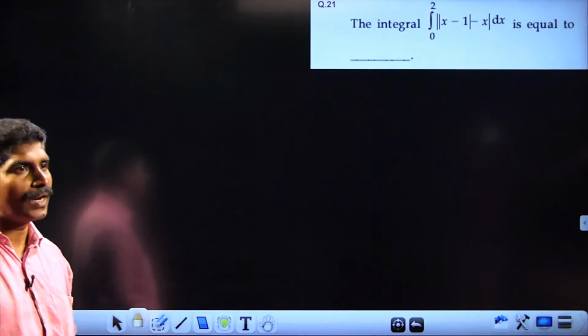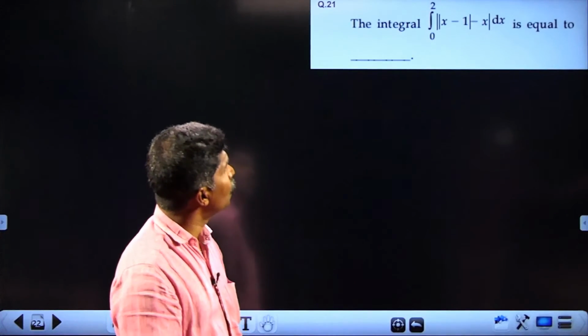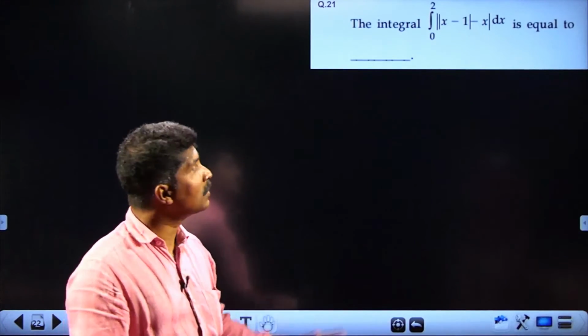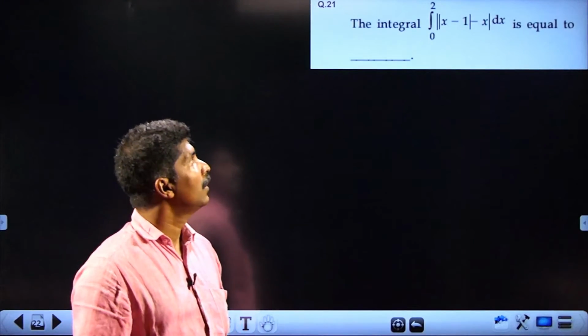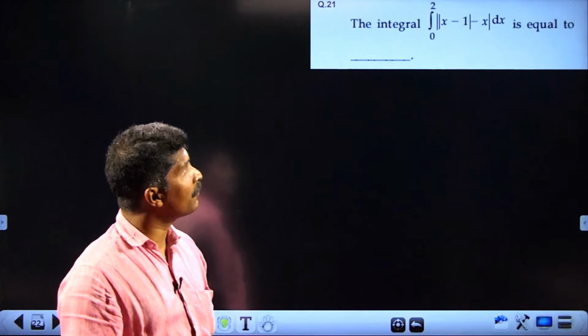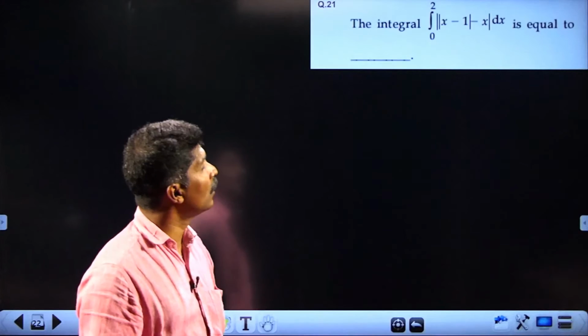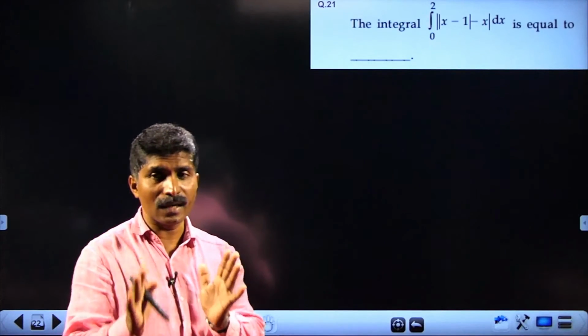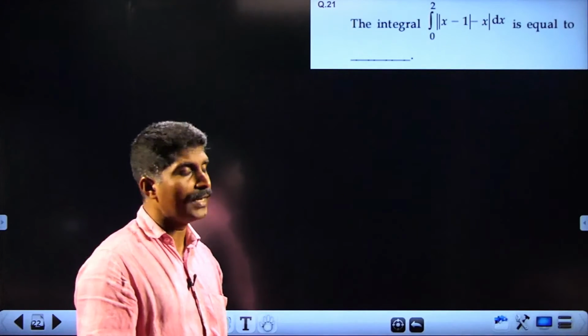Question number 21. Integral 0 to 2, it is a numerical. Options are not given. You have to find the exact numerical value. Integral 0 to 2 of modulus of x minus 1, minus x, everything in modulus, is equal to... So whenever the modulus comes, you have to remember that it is a split function or piecewise defined function.